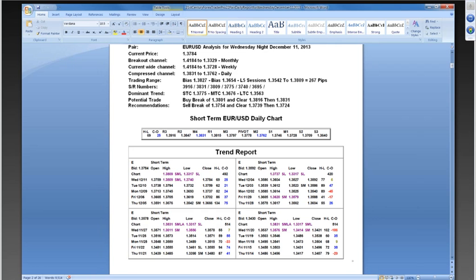Which session is it? Is it in the Asian session, London session, or the U.S. session? Is it towards the end of the day to where you might just get ready for the next report and then be prepared? So that's number one.